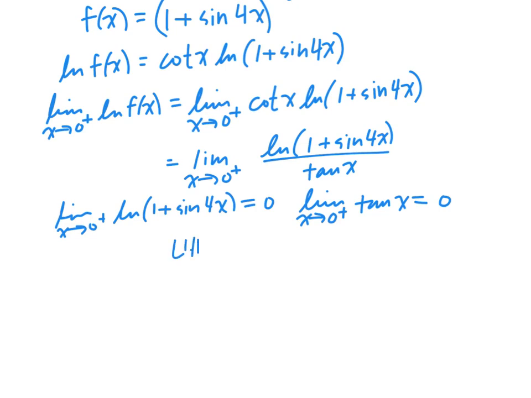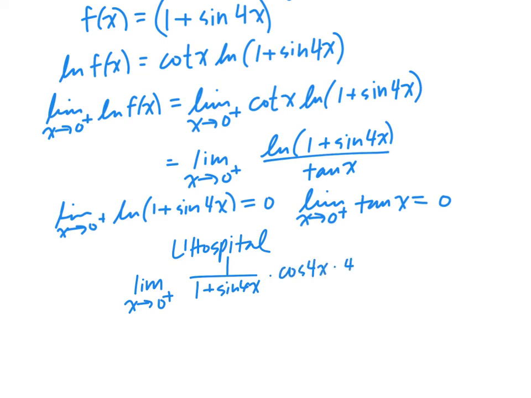Okay, use L'Hopital and then take the derivative of numerator and denominator. Numerator is 1 over 1 plus sine 4x times chain rule. Cosine 4x times 4. Denominator secant squared. Okay, let's plug in 0 and see what we get. Does not look like we're going to get an undefined situation again, so that's good.